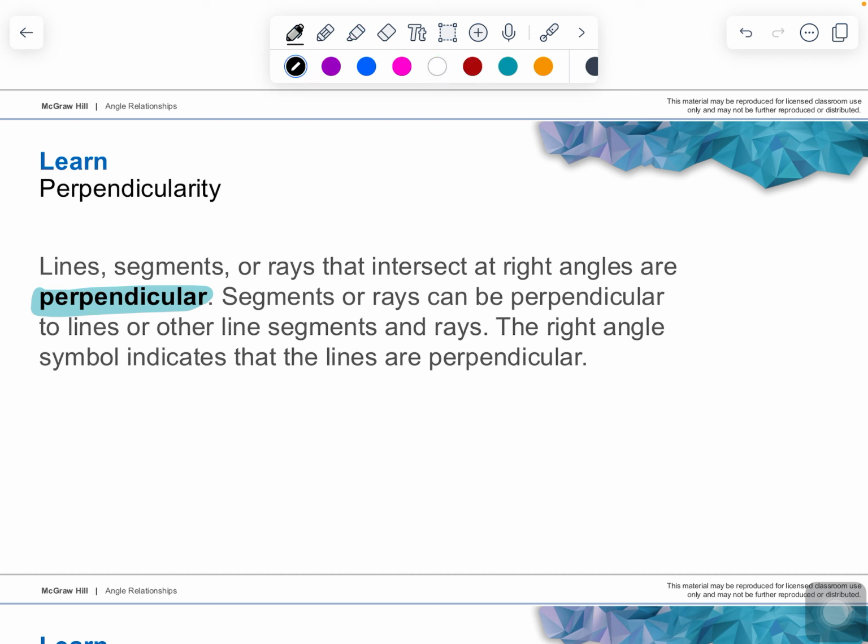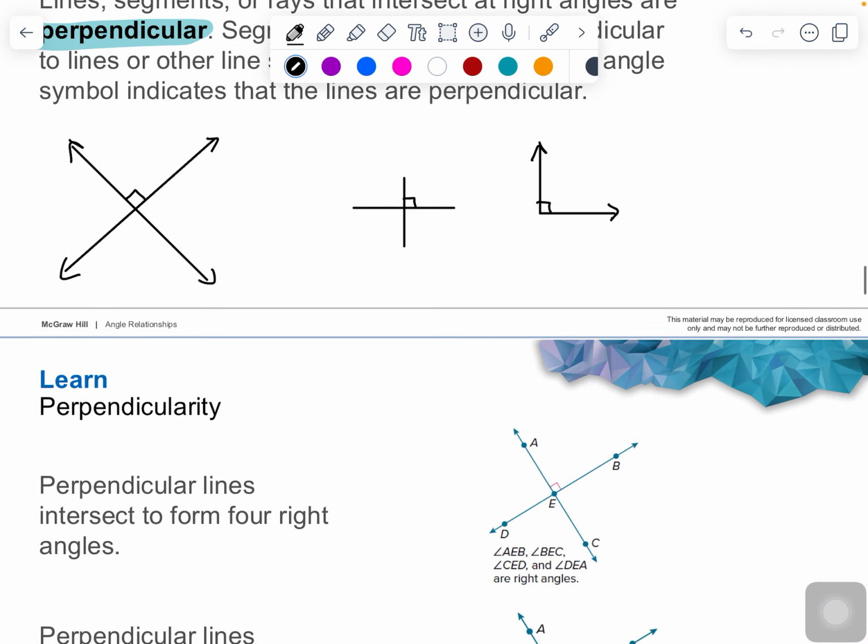So what they're saying is it doesn't have to be just lines that are perpendicular. I know we've seen this, and here's that symbol that we're talking about. You have one of those in front of you, but it could also be segments that are at 90s. It could also be rays that are at 90s, which of course form angles. So we get all kinds of perpendicular.